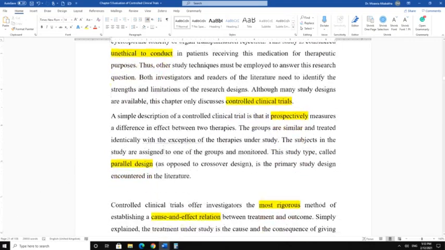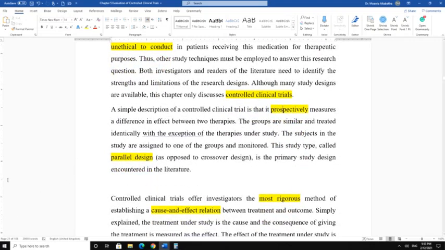Now, an important characteristic of the design, as I told you previously, is that it's prospective in nature. That means you plan and then you measure ahead, later on. It's not something already measured that you just observe. You don't just take the data or observe what is happening without interference. No, you plan, then you apply, and then you start measuring.